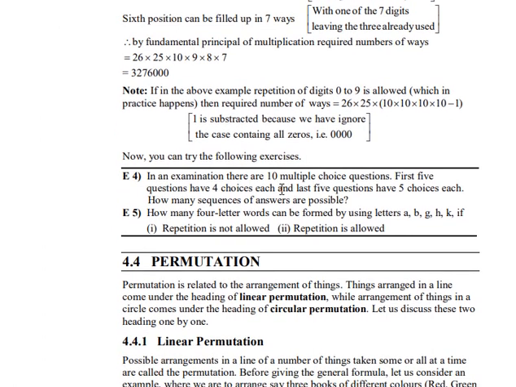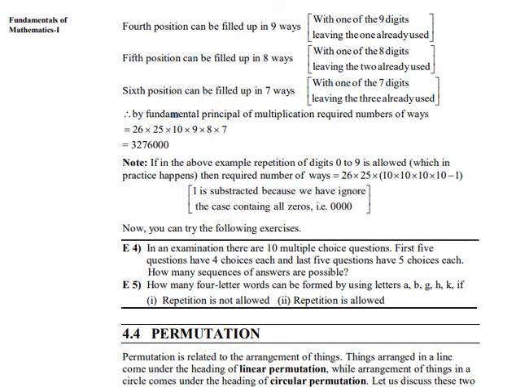Now similarly, in an examination there are 10 multiple choice questions. The first 5 questions have 4 choices and the last 5 have 5 choices each. How many sequences of answers are possible? Now if you look into this, the first 5 questions have 4 choices and the last 5 questions have 5 choices.